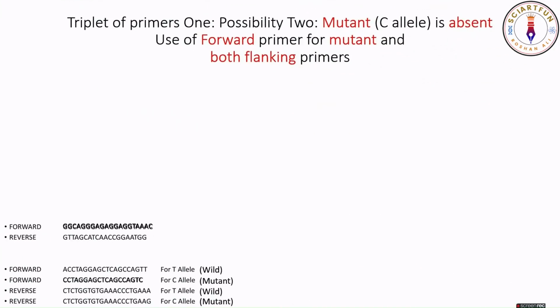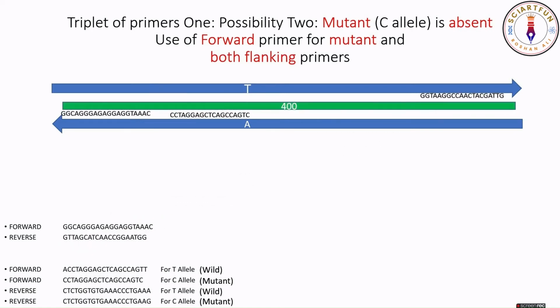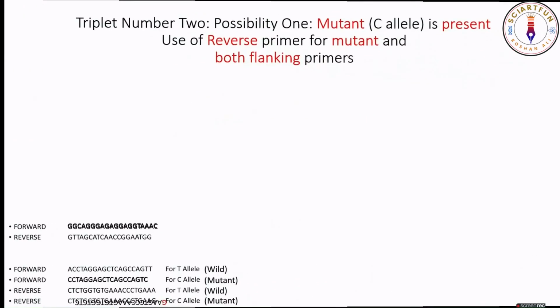Possibility number 2 with the same primers. Suppose you do not have the mutant allele. Then your allele-specific primer for mutant type will not give any amplicon. But you will get the 400 base pair amplicon, because you are using both the flanking primers. So you will get only the common amplicon, but not the specific amplicon.